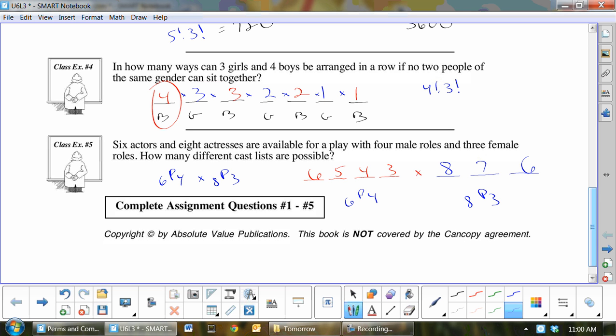Hopefully you're seeing what the fundamental counting principle looks like towards the permutation, right? There's 8 to pick from, and 1, 2, 3. That's where the 3 comes from. Okay? You need to start seeing these.